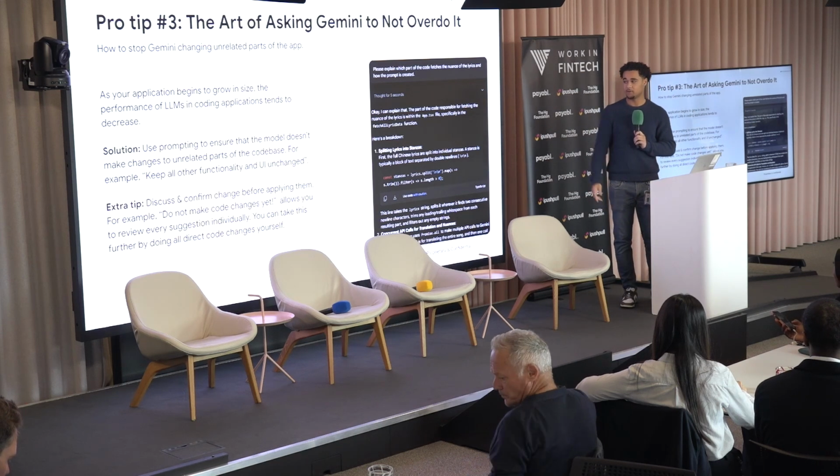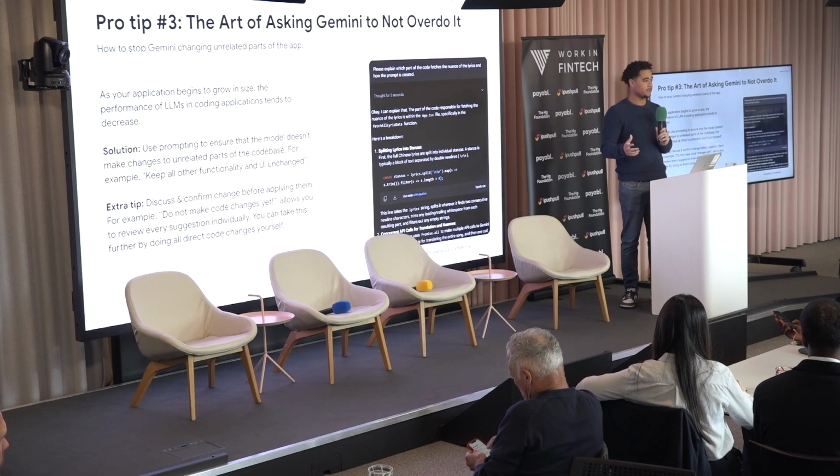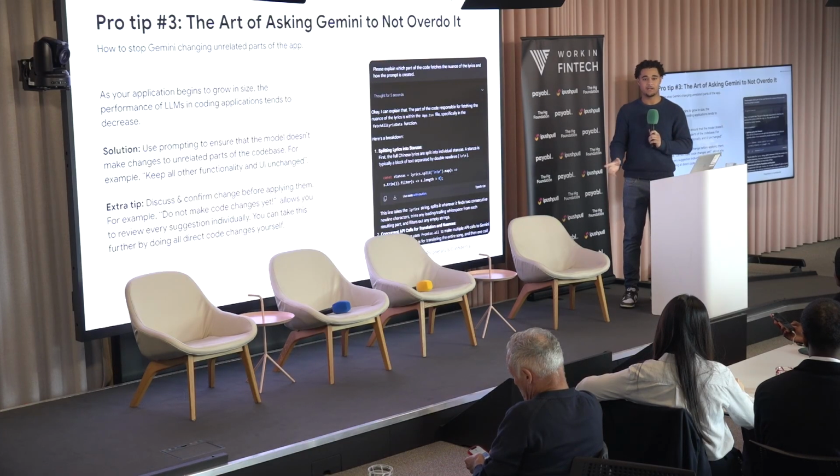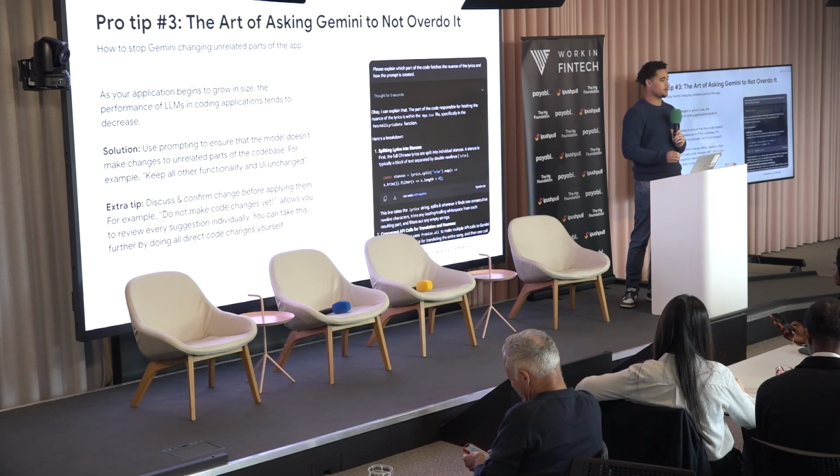But another tip you can do is, as your applications get bigger and bigger, the models get more and more confused, and a lot of these things can start to happen. And so one thing that we recommend is use these LLMs to prototype and build an early version of the product. But once you get to a point where you're happy, and you want to start making minor changes, you should actually do those code changes yourself.